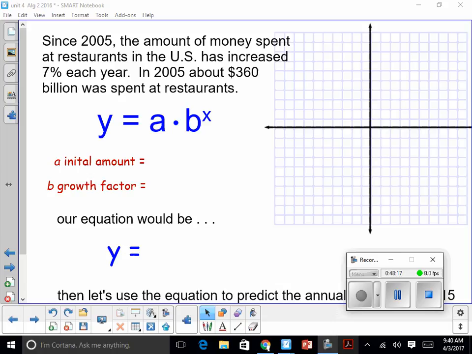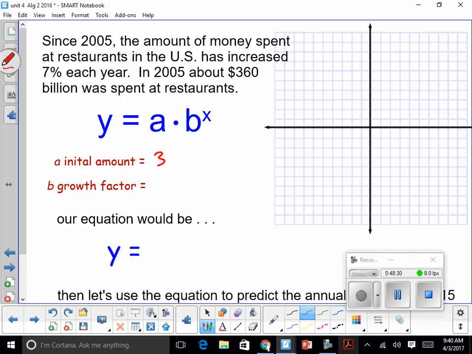And the way you can kind of tell, usually with percents and money, usually it's going to be the money amount. You just got to figure out where it began. The fact that it said this is how much it increased tells you how much it grew. How much it grows is kind of that B, the growth factor. So that 7% growth factor.